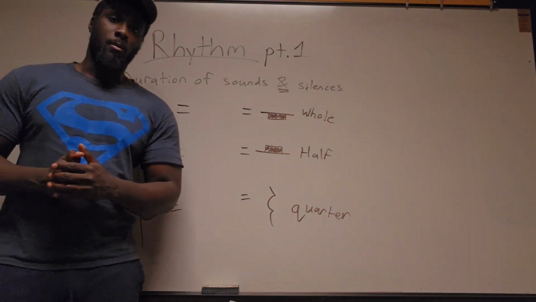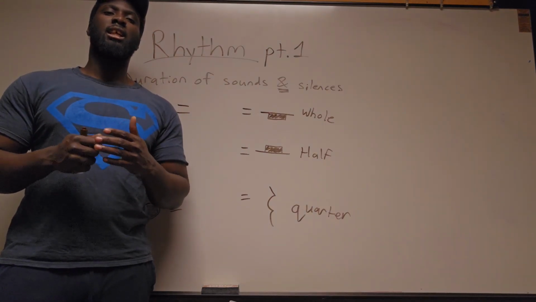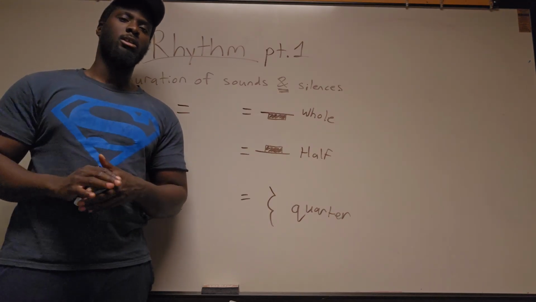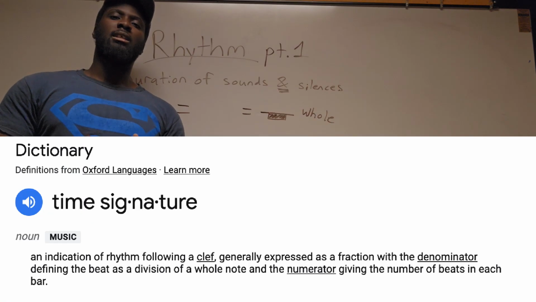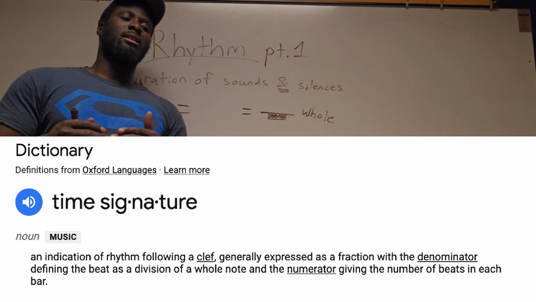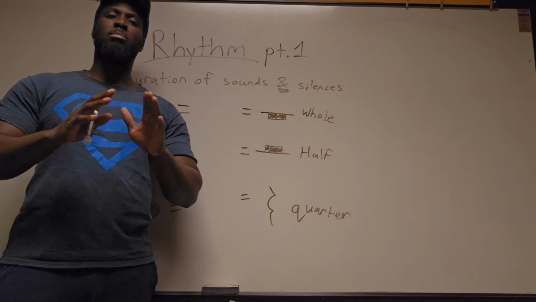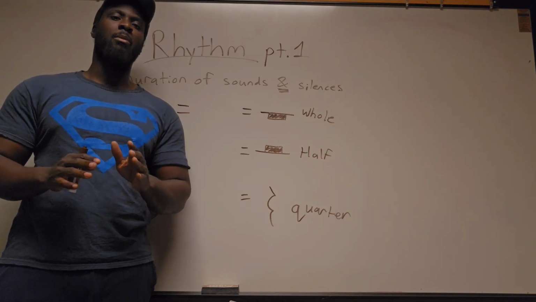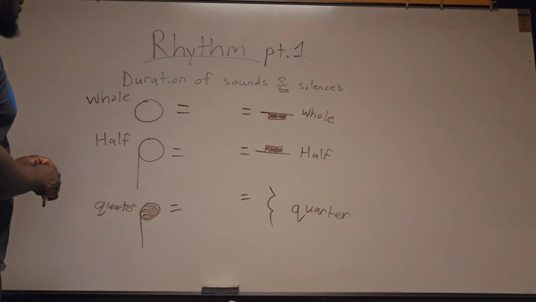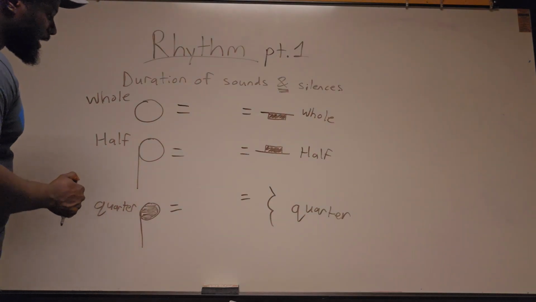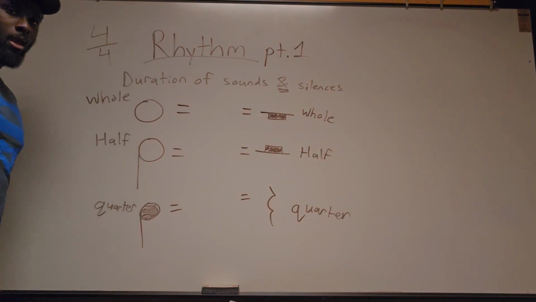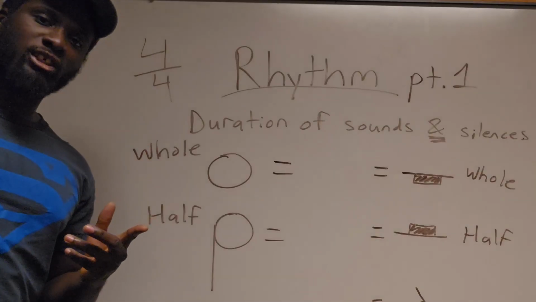Now, I must address something before I continue. In music, there's a thing called a time signature. I'm probably going to put an image up on the screen for you to see it. Essentially, a time signature just indicates the time of our music. That's just me putting it in layman's terms. Let's assume that we're playing in the time signature of 4/4. You've probably seen this before. It looks like a fraction.